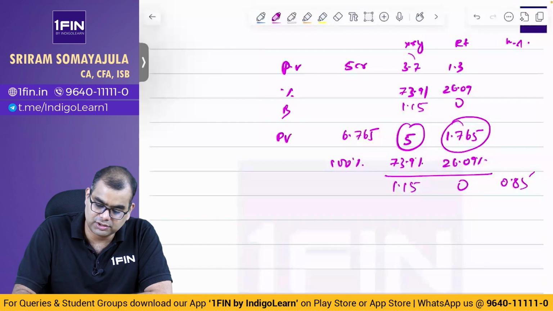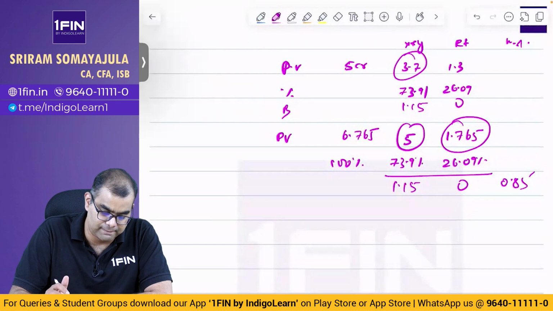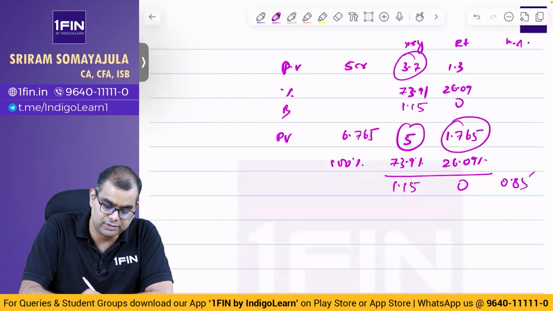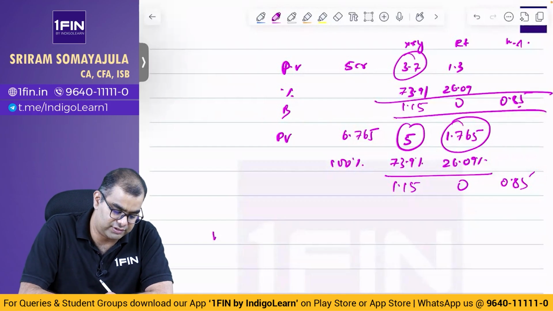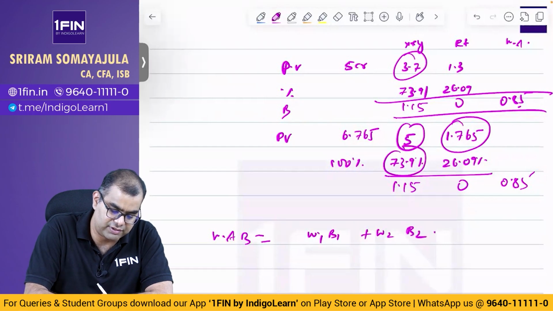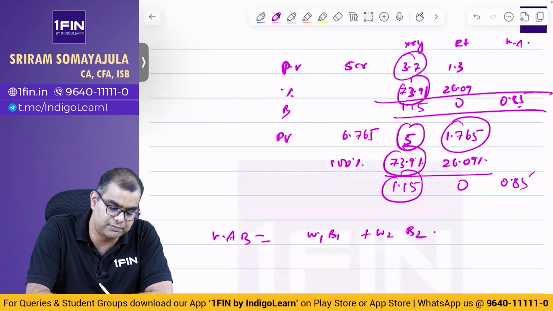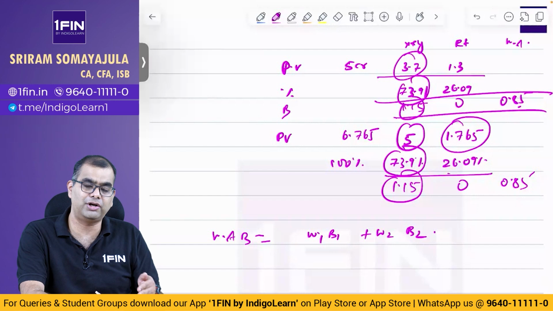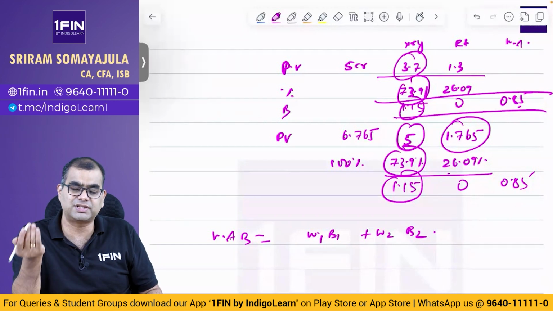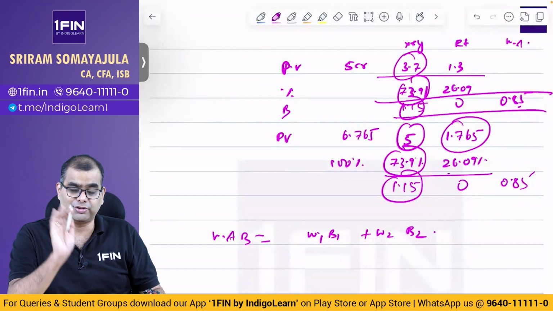இங்கே என்னாகும்? 3.7 into 1.15 போட்டால் 4.255 divided by 5, 0.85. எப்படி வந்து புரியுது இல்லை? What is weighted average beta? Weight 1 into beta 1 plus weight 2 into beta 2. So same 73.9% into 1.15. If you want to bring fresh money, இது கணக்கு. If you want to sell off existing stock and invest that in risk free, இது கணக்கு மேலே. ஓகே, இந்த வித்தியாசம் you have to be very very clear.